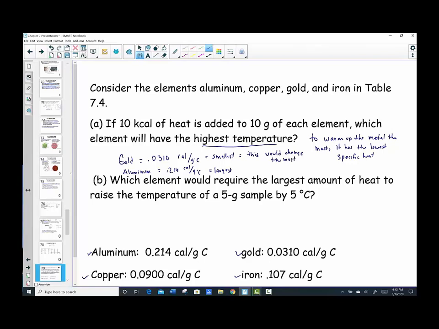Which element would require the largest amount of heat to raise it by 5 Celsius degrees? And that's going to be the largest one, right? It's going to take a whole lot of energy to heat aluminum because it has the highest specific heat value. The higher the specific heat, the more energy it takes to raise it by 1 Celsius degree.